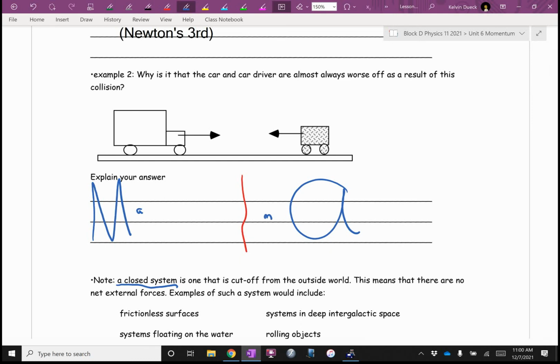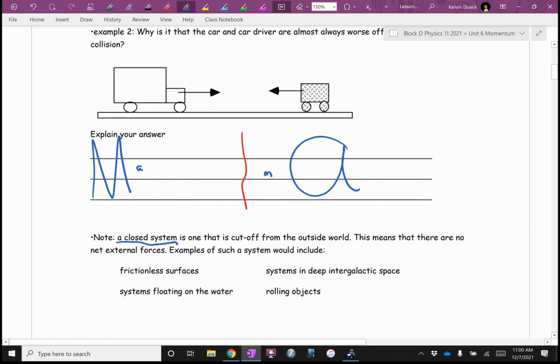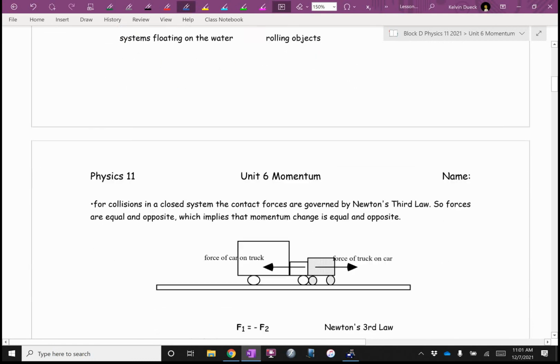Some examples would be frictionless surfaces. Once you let go of a curling rock, assuming there's no friction at all, that would be an example of a closed system. There's no external forces acting on it. Deep intergalactic space in a vacuum. Systems floating on the water. And objects that are rolling. We're going to be looking at closed systems.